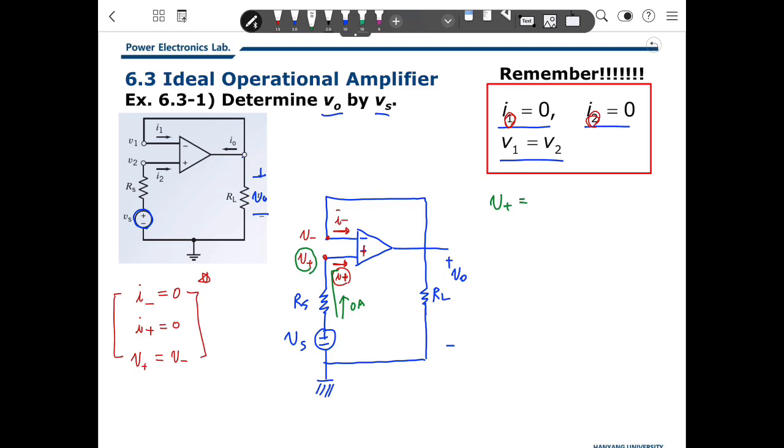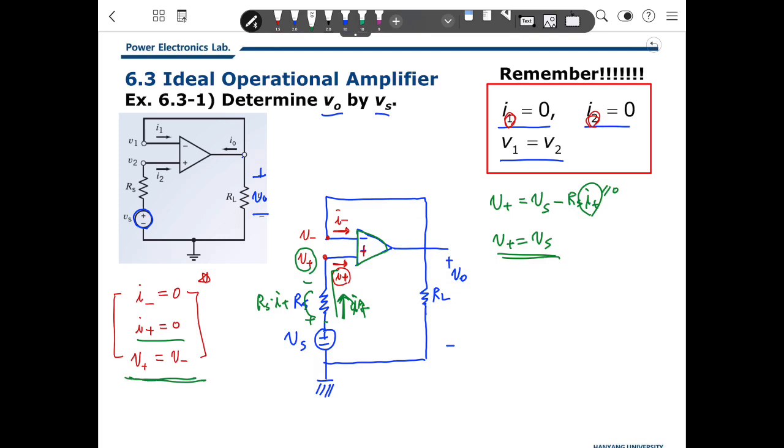We can read over here, this is Vs, and the voltage drop is due to the current in here, I plus, so Rs multiplied by I plus is the voltage drop. So V plus is Vs minus Rs I plus, but I plus is 0. Why? This is the input of the op-amp. So V plus is the same as Vs.